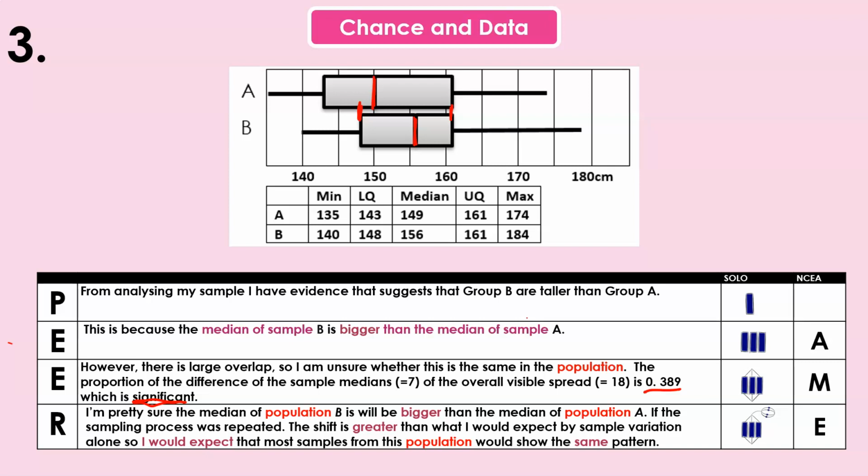I'm pretty sure the median of population B will be bigger than the median of population A if the sampling process was repeated. The shift is greater than what I'd expect by sample variation alone, so I'd expect that most samples from this population would show the same pattern.